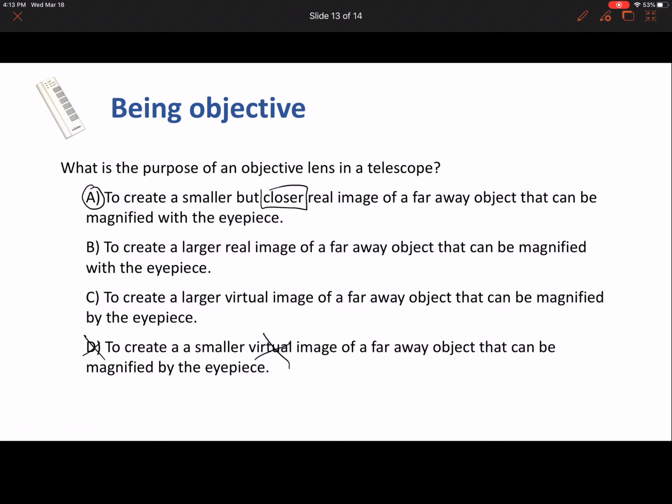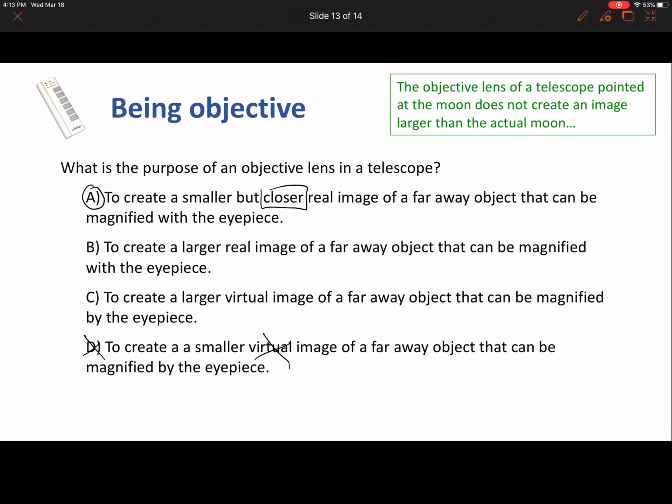One last thing. Yes, and this is the point I made. An objective lens in a telescope is not creating a larger image of the moon than the moon itself.